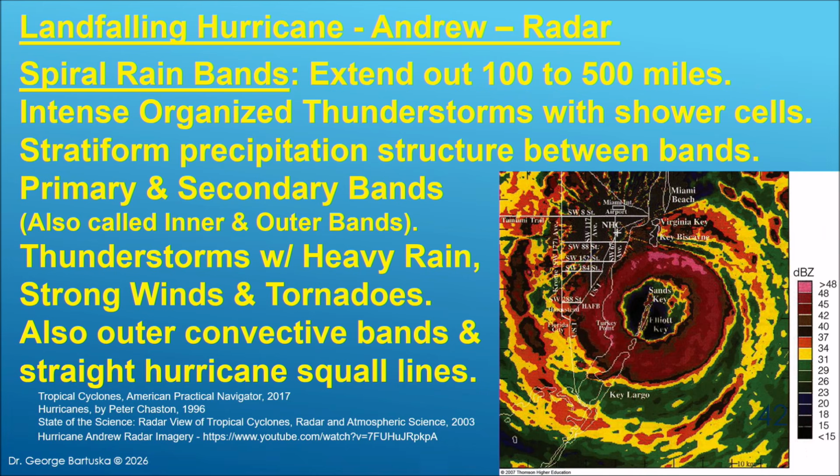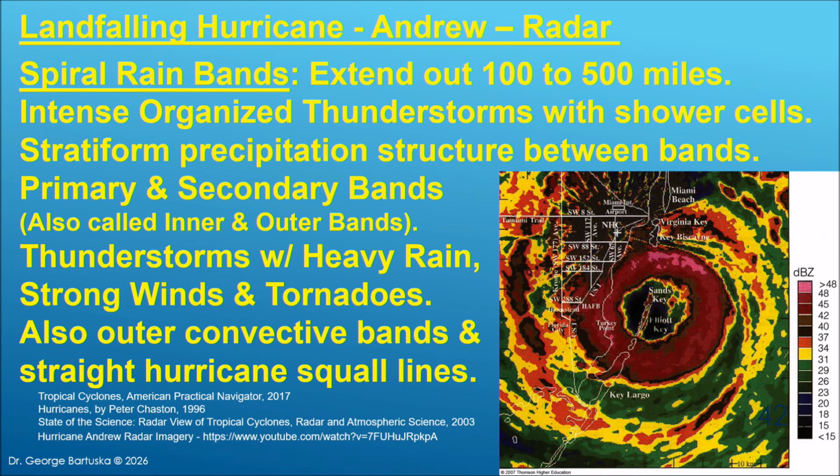Let's look at the spiral rain bands. They extend out 100 to 500 miles. They're intense, organized thunderstorms with shower cells. Last time I talked about thunderstorms, so basically a hurricane is just a group of intense thunderstorms. Between the rain bands, we have stratiform precipitation, and we can have primary and secondary or inner and outer rain bands, thunderstorms with heavy rain, strong winds, tornadoes, also convective bands and straight hurricane squall lines.